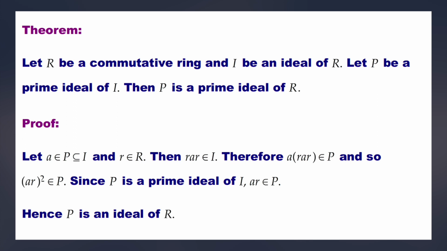Theorem: Let R be a commutative ring and I be an ideal of R. Let P be a prime ideal of I. Then P is a prime ideal of R.